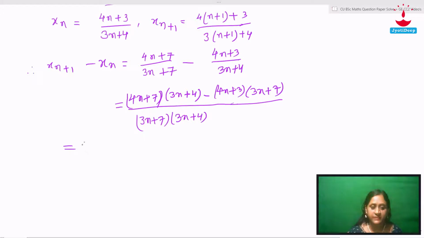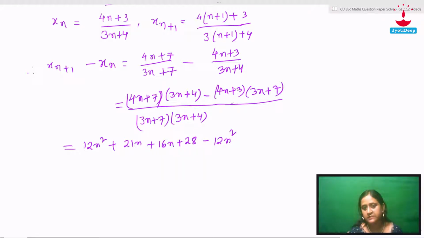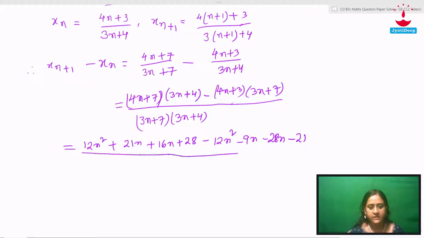Just multiply it. 4 3s are 12n square, plus 7 3s are 21n, plus 4 4s are 16n, plus 7 4s are 28. Minus 4 3s are 12n square, 3 3s are 9, that is minus 9n, 7 4s are 28n, minus 21, divided by (3n plus 7) into (3n plus 4).